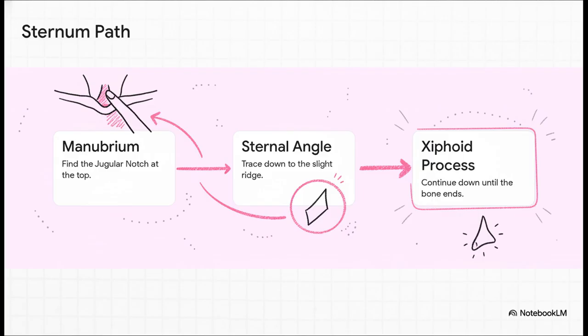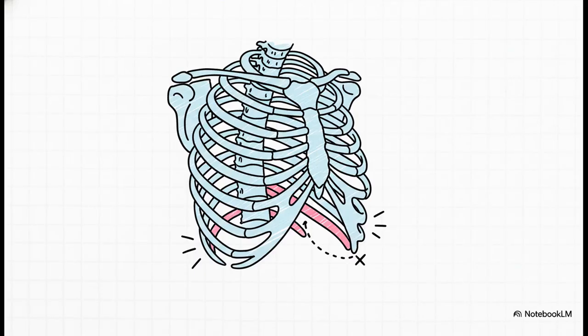It can sometimes be a little tender. That's the xiphoid process. A nice clear path right down the middle. And while we're here, let's not forget about the floating ribs, numbers 11 and 12. They're unique because they don't actually attach to the sternum. Now, why does this matter?